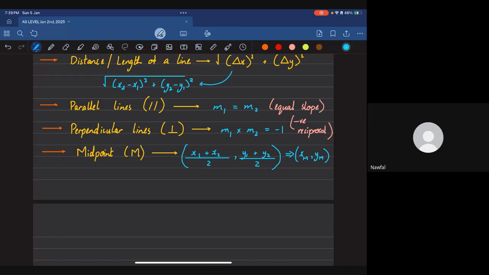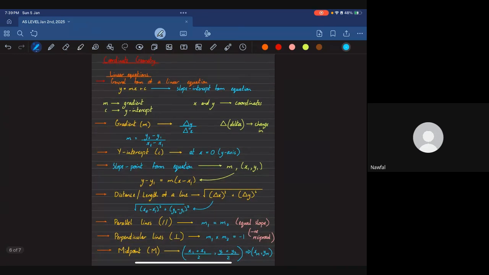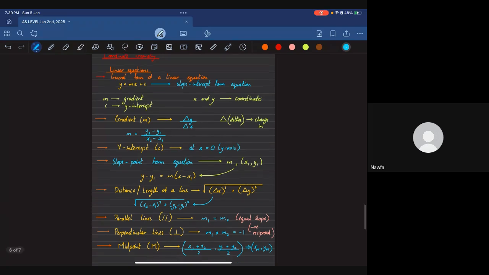Is this clear, guys? That is what sums up coordinate geometry. A lot of it, most of it you've done before as well. And that sums up linear coordinate geometry. Now, for example, if we look into quadratic equations now.